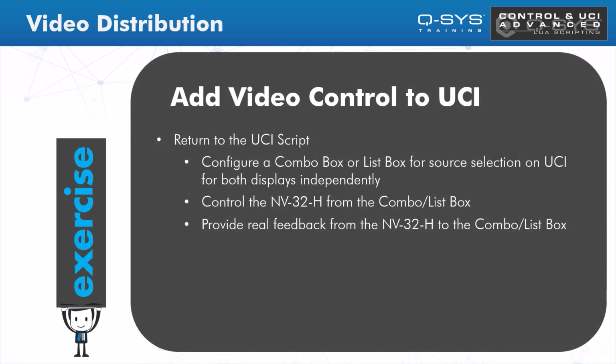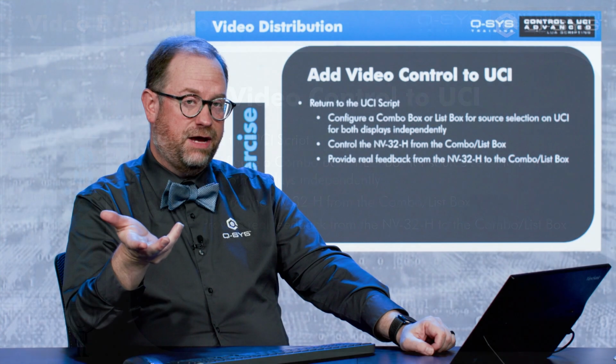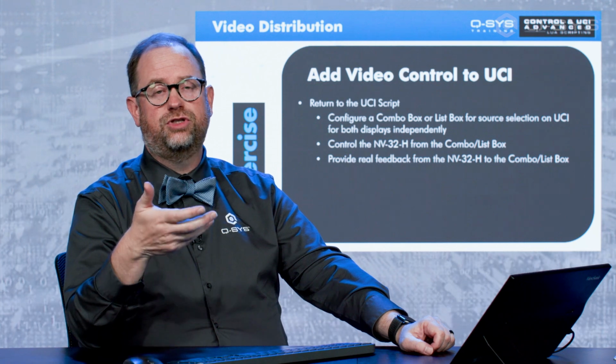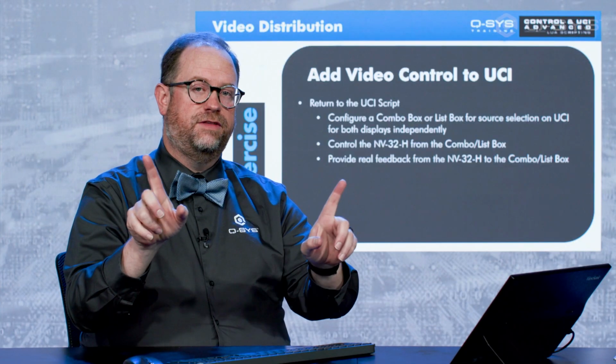What we are going to do is we're going to return to the UCI script. And on the UCI script, we are going to configure a combo box or a list box. My preference here is a list box. The reality is they actually are the same control. It's just 2 different presentations of the same control. For our purposes, I'm going to choose list box. And we're going to have 2 of them.